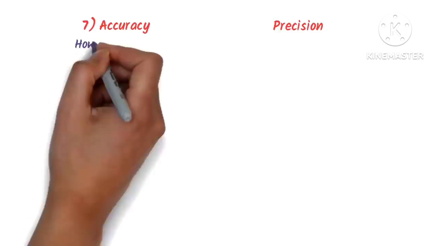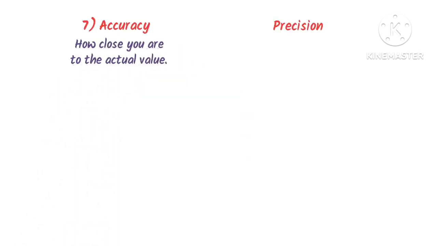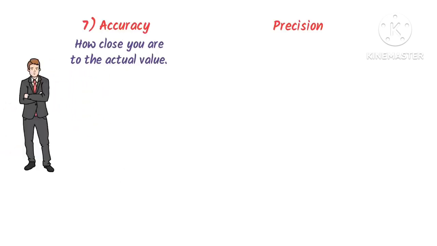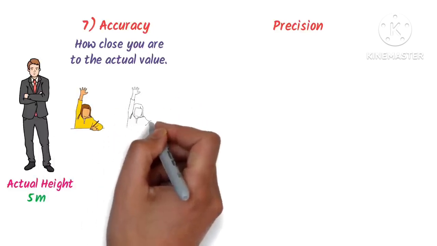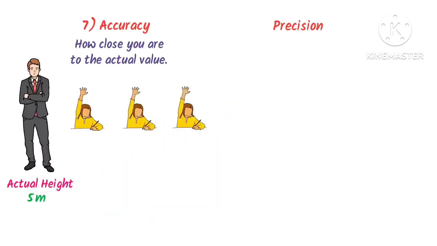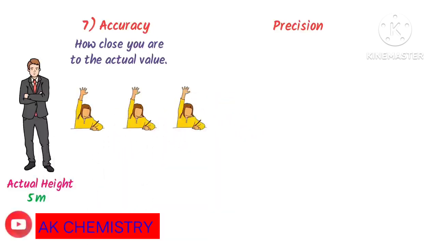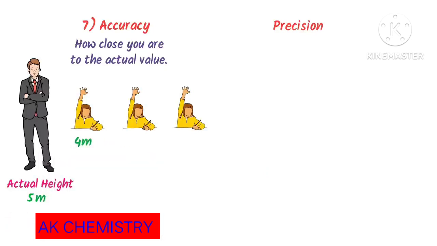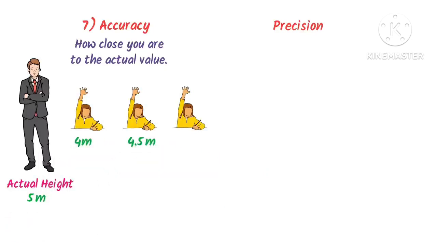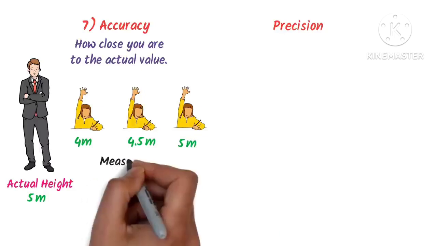Accuracy means how close you are to the actual value. For example, consider this man. Let the height of this man be 5 meters. Let me ask 3 students to find the height of this man. Let the first student measure it as 4 meter, the second student measure it as 4.5 meter, and the third student measure it as 5 meter. Now these are the 3 different measurements.